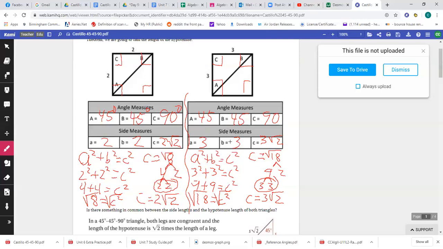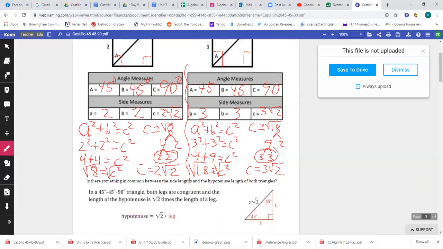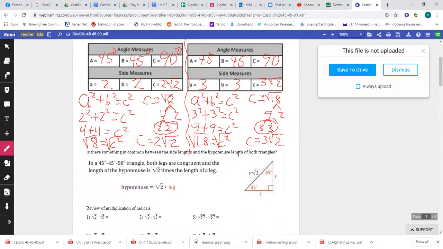So the rule is, and I hope all of you kind of get it, like let's say the sides were 6 and 6. The hypotenuse would just be 6 root 2, right? So the rule is illustrated right here. In a 45, 45, 90 triangle, both legs are congruent. Okay, so the legs are the same. The hypotenuse is you just take the leg and you multiply it by root 2. That's it. Once you know what the legs are, you know what the hypotenuse is, you just have to multiply by root 2.